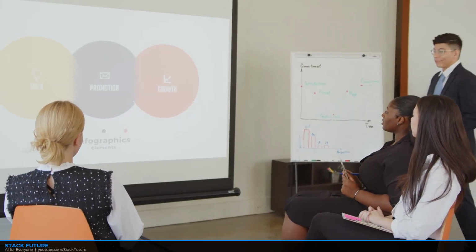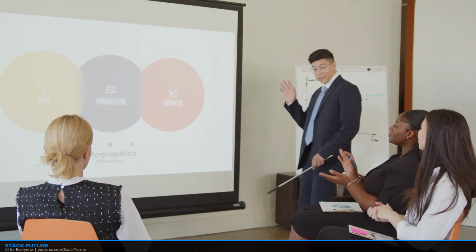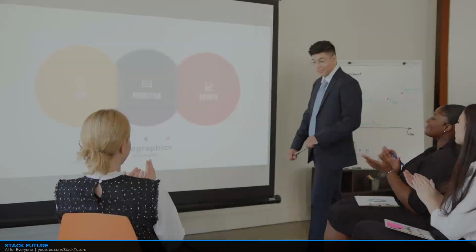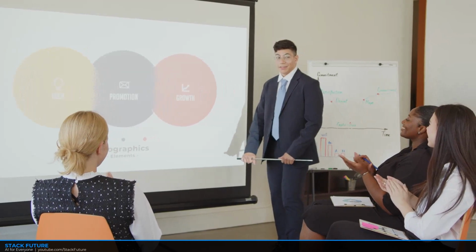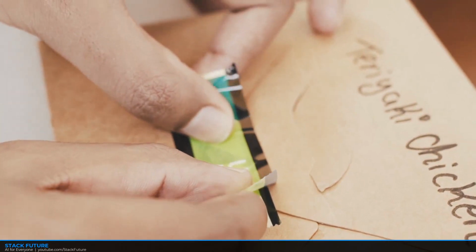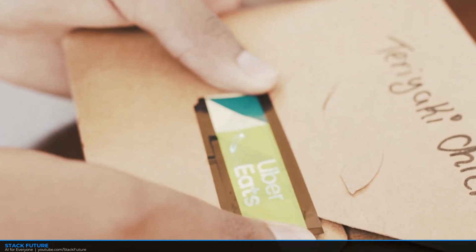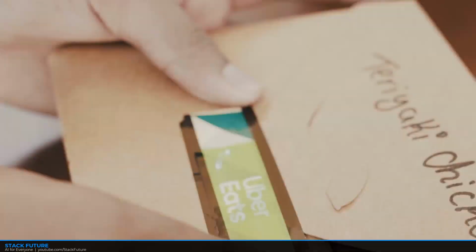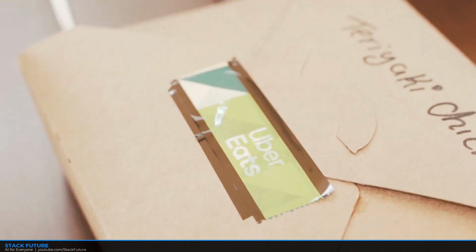IAM has 4 building blocks worth understanding clearly: users, groups, roles, and policies. A user is an identity tied to a specific person or application. A group is just a collection of users. You attach permissions to the group and everyone in it inherits them. Clean and simple. Roles are where it gets interesting.